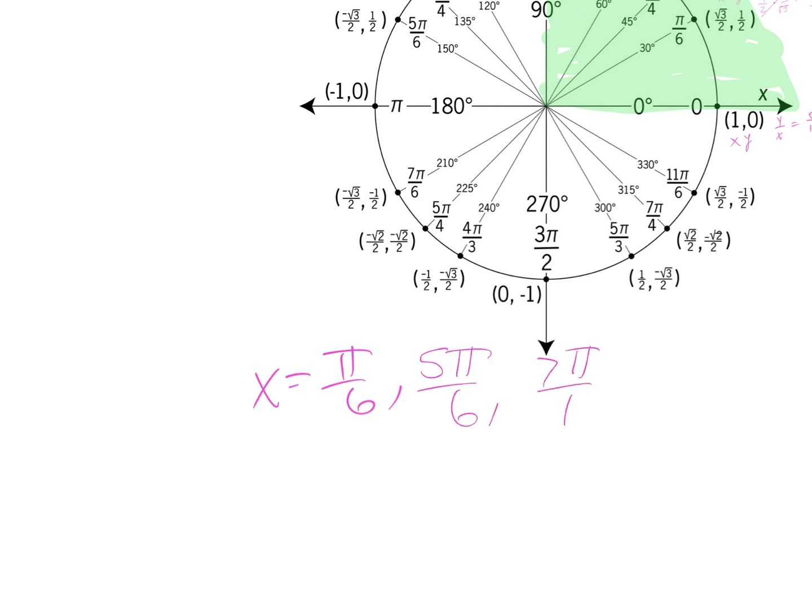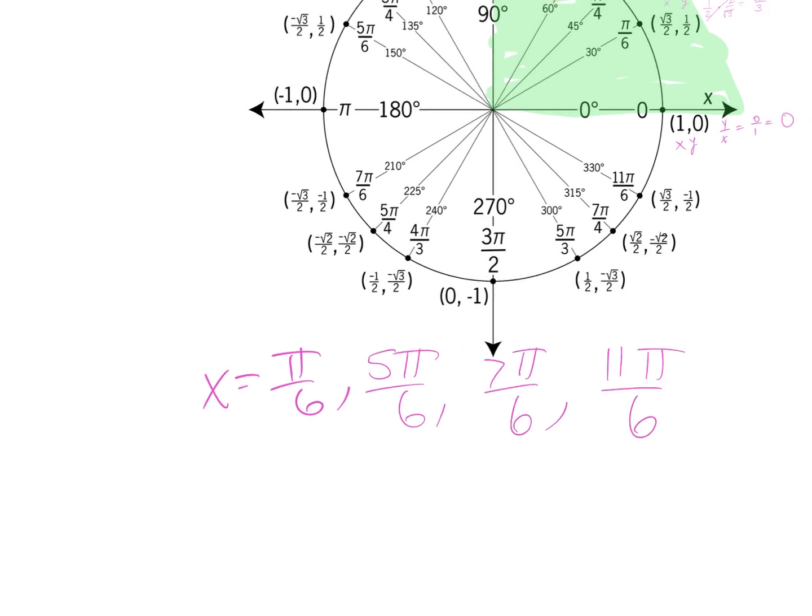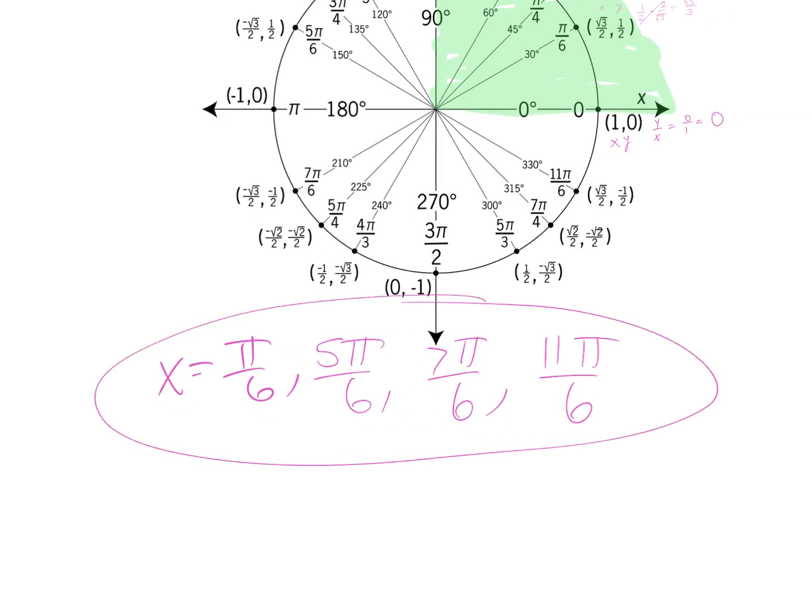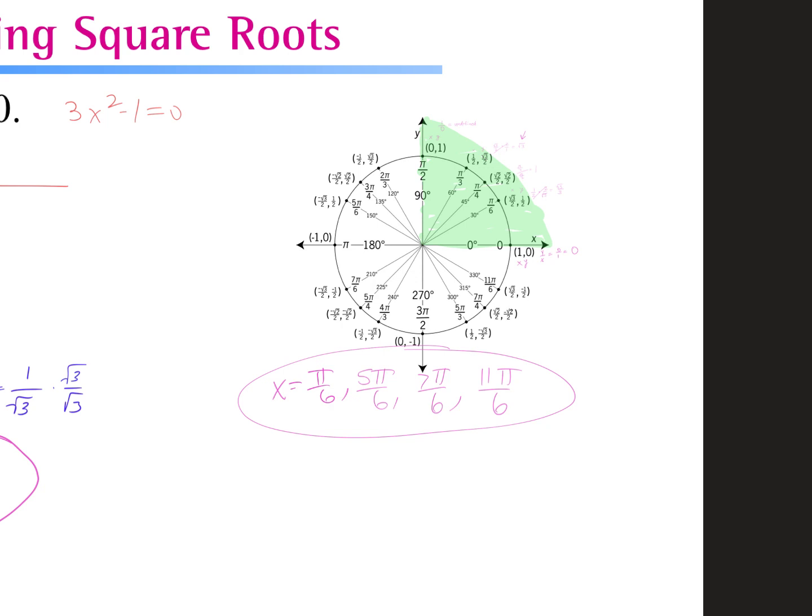7 pi over 6. And 11 pi over 6. Again, what do you notice about the denominators? They're the same. All right, there is an order to everything on the unit circle. Yeah, that's why, because it's plus or minus.